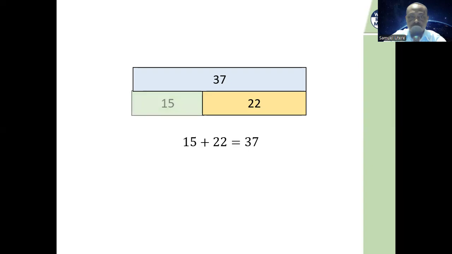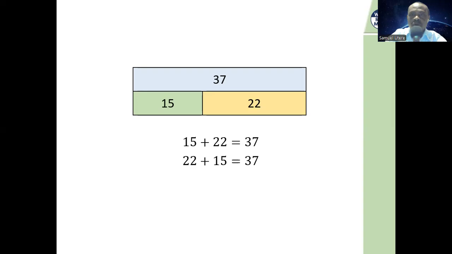The next one we can see is 22 add 15 is equal to 37. And I'm sure you haven't forgotten the word we used in one of our early lessons, commutative. So addition is commutative. So the order of how we do the calculation does not matter.